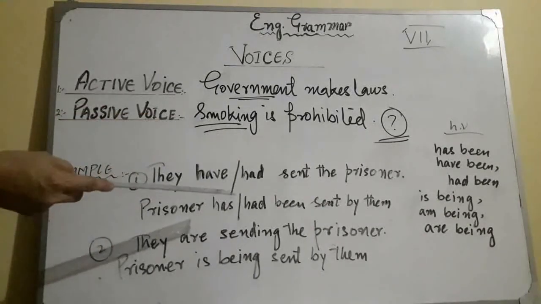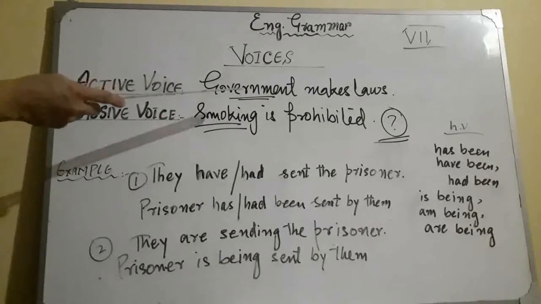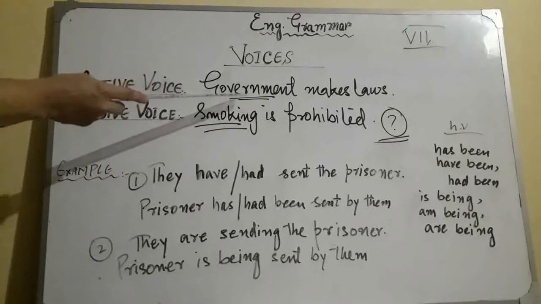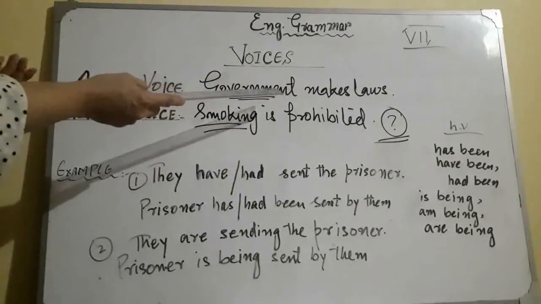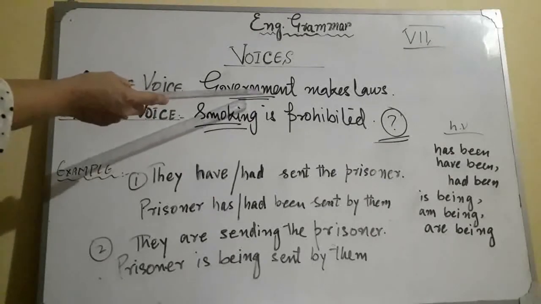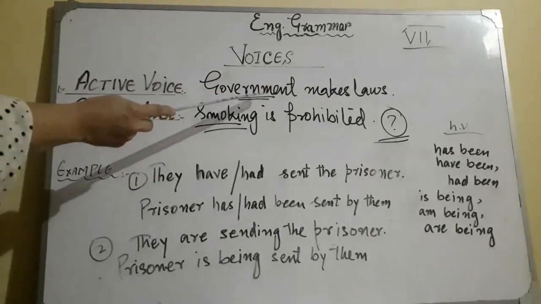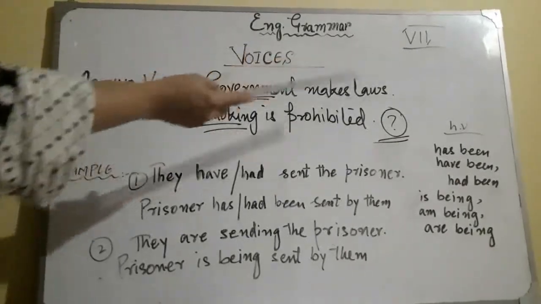So this is all, and I told you when we need active and when we need passive. Active voice is needed when we need to know about the doer. Like the sentence, government makes laws. We must know who the people are who make our laws. So government, our subject, is more important than the object.